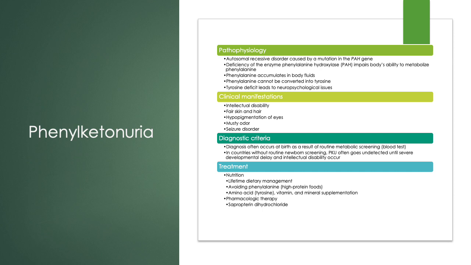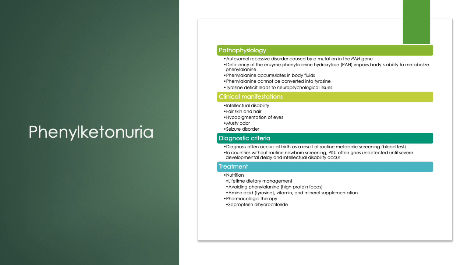So, the clinical manifestations are that you have intellectual disability, you have fine or fair hair and skin, you have hypopigmentation of the eyes, you may have a musty odor, and you may even present with seizure disorder due to those neurotransmitters that are affected. Your diagnostic criteria often occurs at birth, and you have a metabolic screening that helps with this.